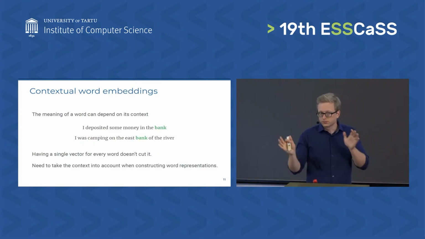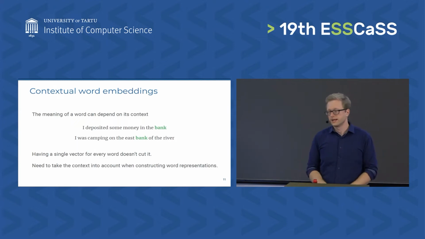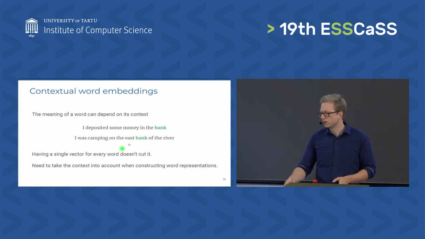Now these vectors work really well. And they're really useful for many applications, but there's still a problem. And the problem is that the meaning of a word can depend on its context. So for example, here in these 2 sentences, I deposited some money in the bank, and I was camping on the east bank of the river.